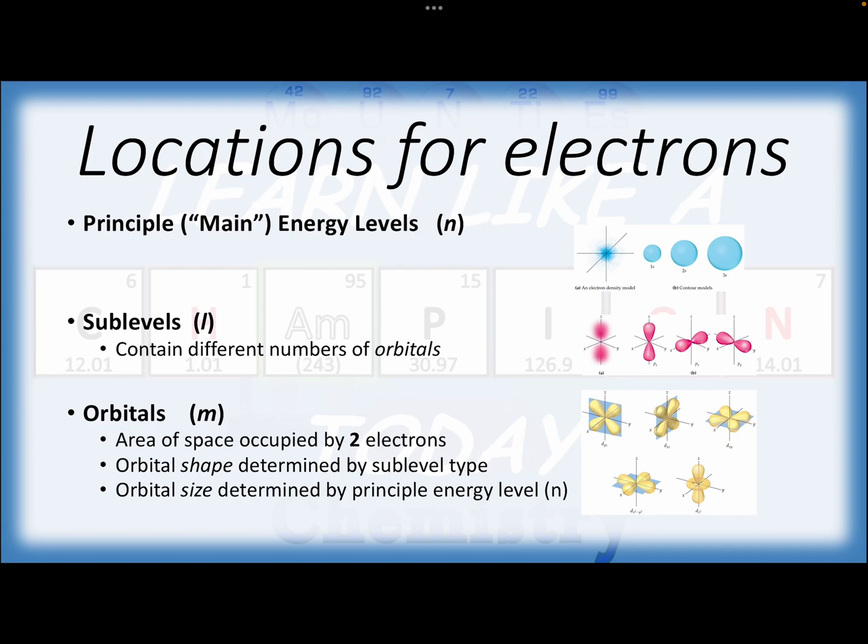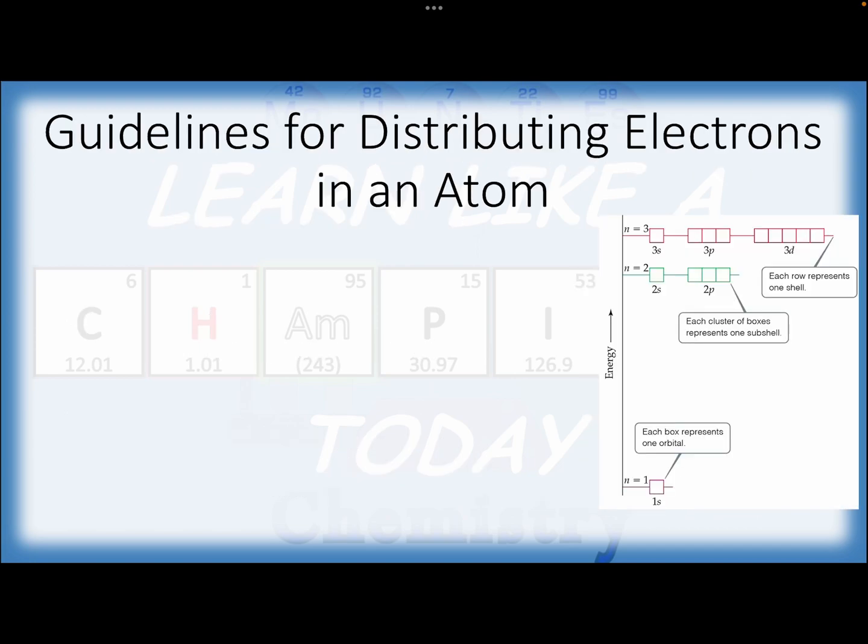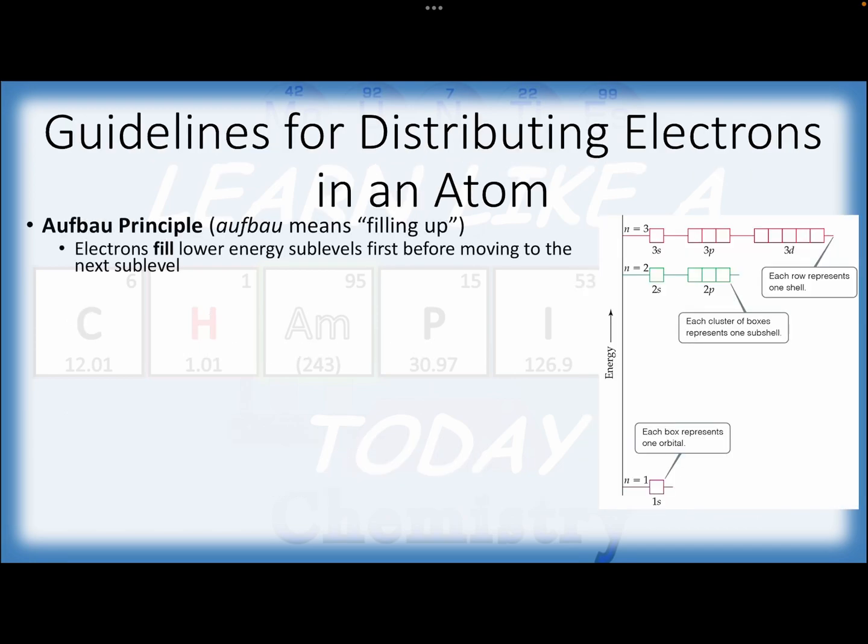And there's one more quantum letter, the spin quantum number, that's represented by S. We'll talk about that in a little bit as we talk about the guidelines for distributing electrons. So the first guideline is what's known as the Aufbau Principle. The word Aufbau literally means filling up.